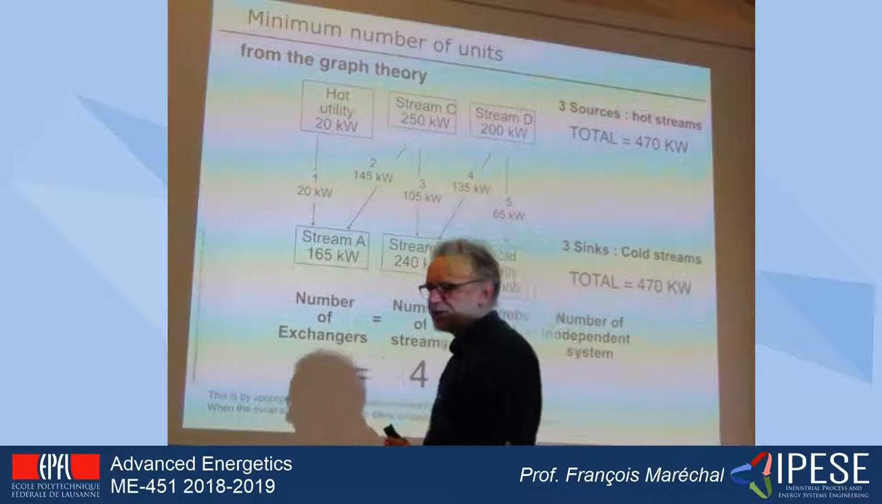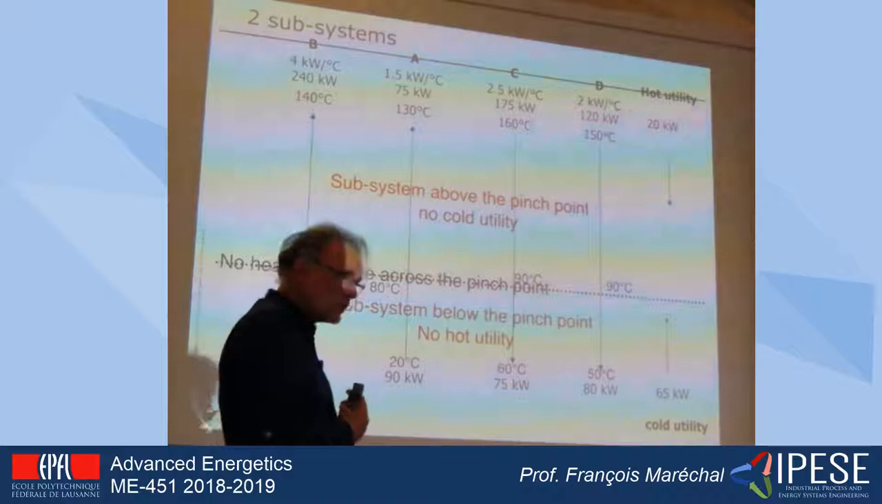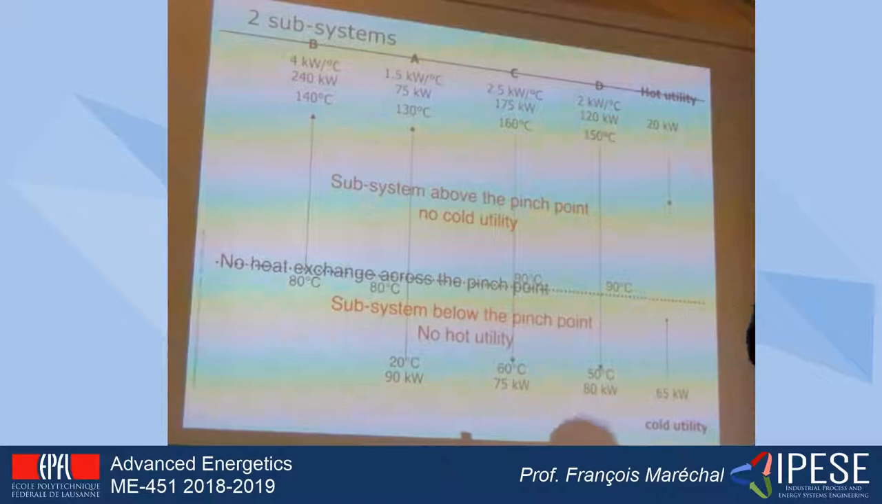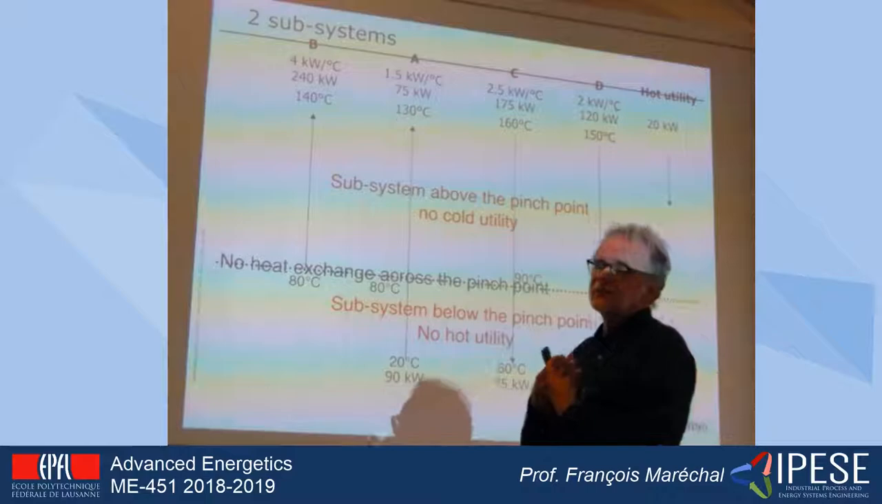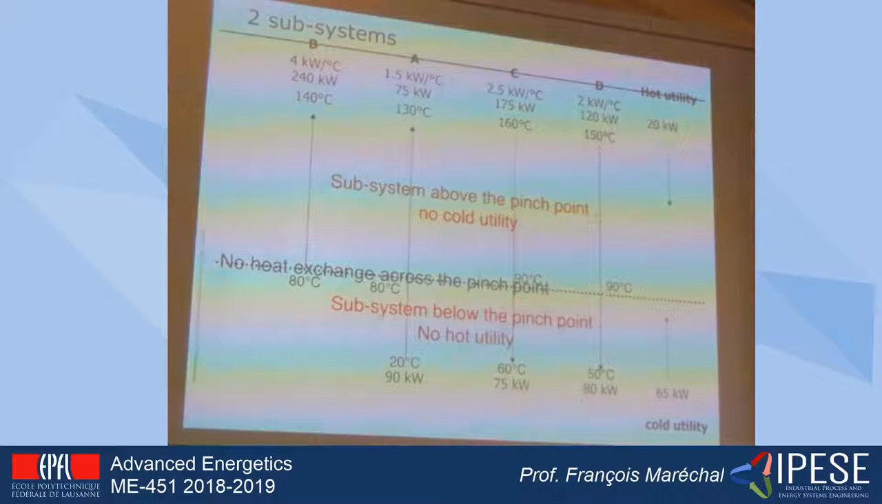However, what we have also to recognize is that when we were looking at the pinch, we have learned that the pinch was telling us that the 2 systems above the pinch and below the pinch need to be independent. Okay, so it means that if I want to reach the minimum number of connections, I'm not, in addition, allowed to exchange heat across the pinch. Okay, which means that I'm going to make the analysis of what is happening above the pinch and what is happening below the pinch, and the minimum number of connections will be the minimum number above plus the minimum number below the pinch. So it means that I will have to count what is happening above the pinch.